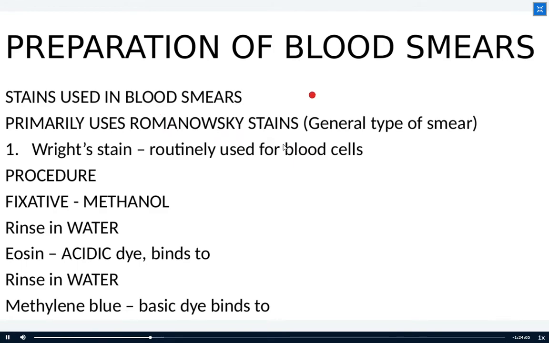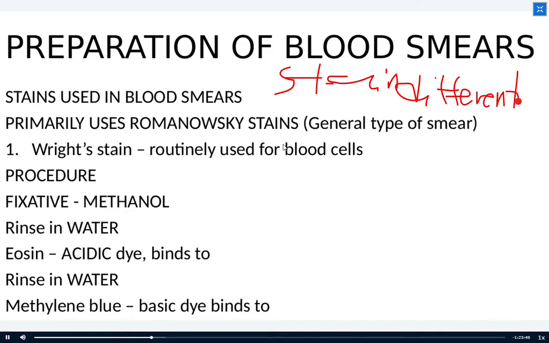Okay, now after you've made your blood smear, class, you have to stain them. Now, what's the purpose of your stain? Your stain would allow you to differentiate the different parts of your WBC. So remember, di ba yung mga granules ng WBC, iba-iba yung kulay.